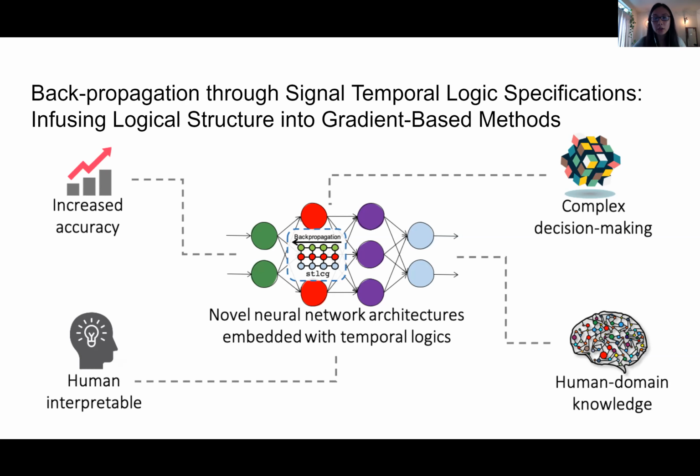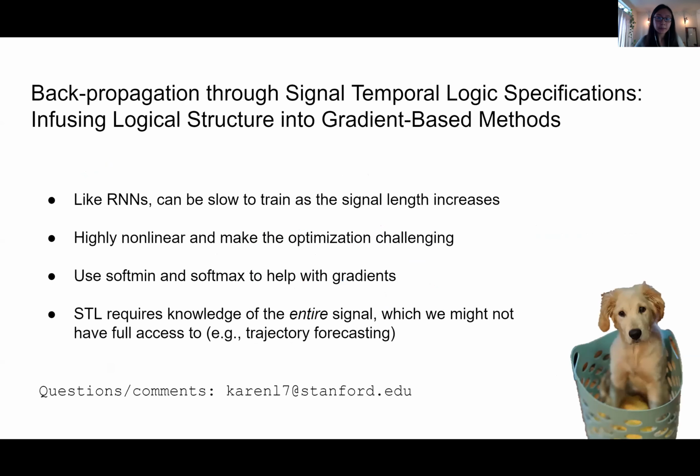It also allows one to maybe encode human domain knowledge, like rules of the road, into a neural network model. And it also provides a lens for which to interpret a neural network. Next slide, please.